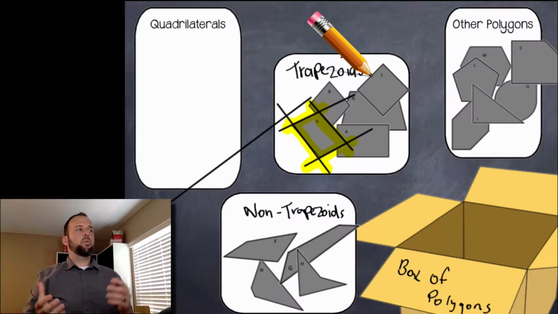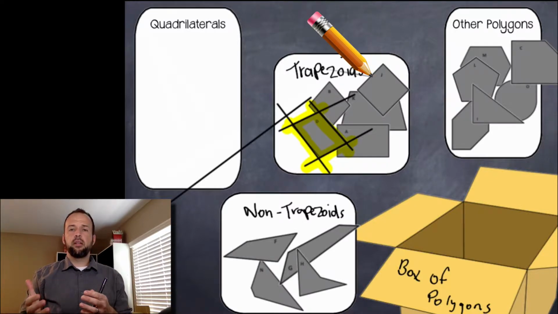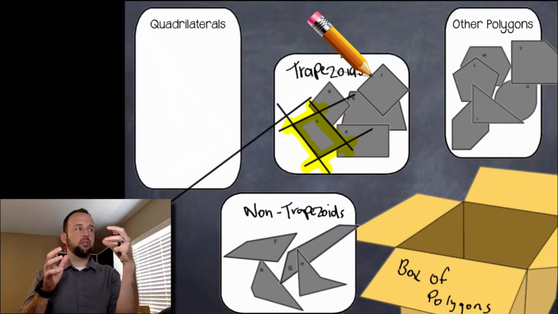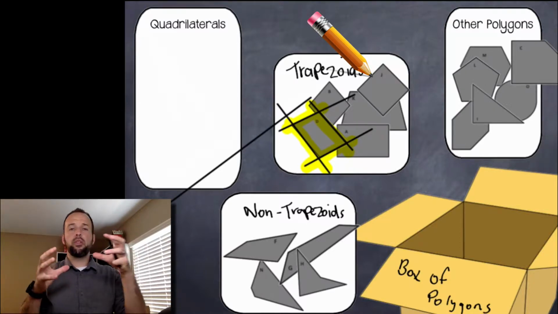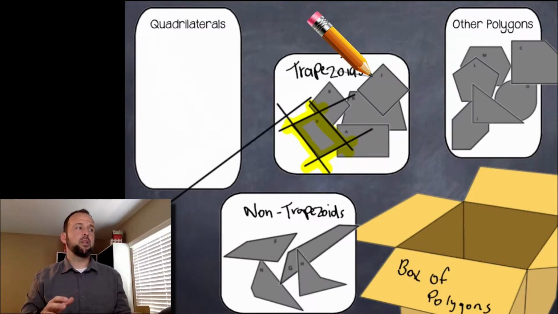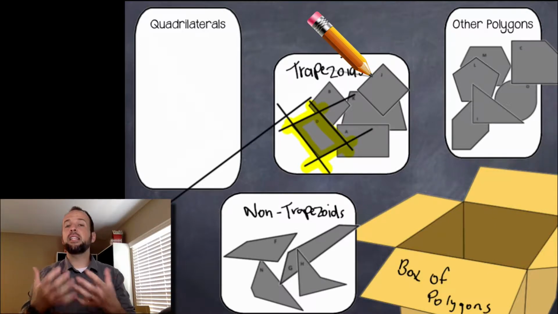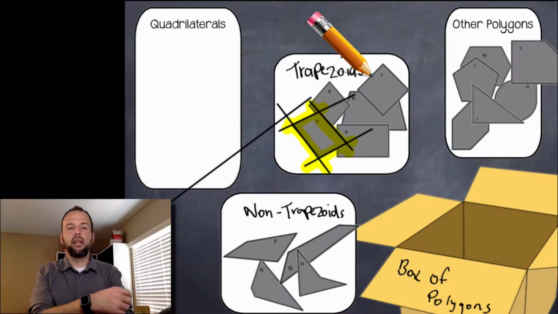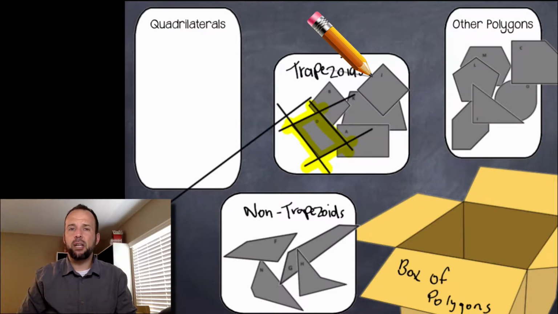All right, so we've identified polygons. We've sorted those into quadrilaterals, which are 4-sided shapes. Then we sorted those into trapezoids and not trapezoids, because we know that trapezoids have at least 1 parallel side on them. Okay, so I feel like we're making some connections so far here. We're defining some terms and classifying things a little bit. So let's get our hands dirty by trying to make some of these shapes ourselves.